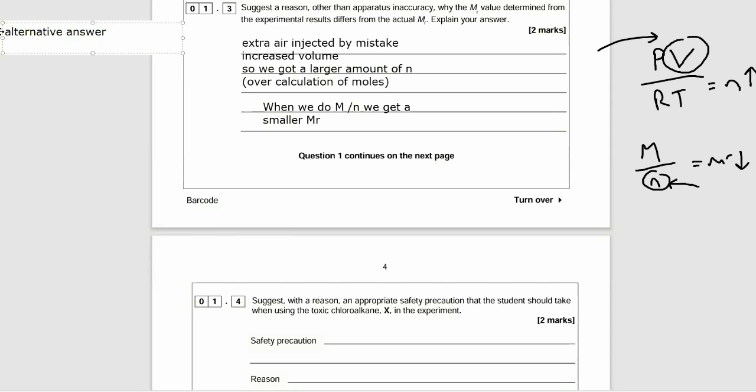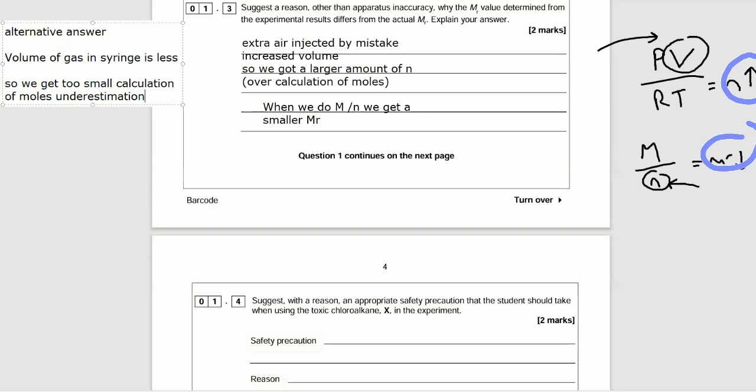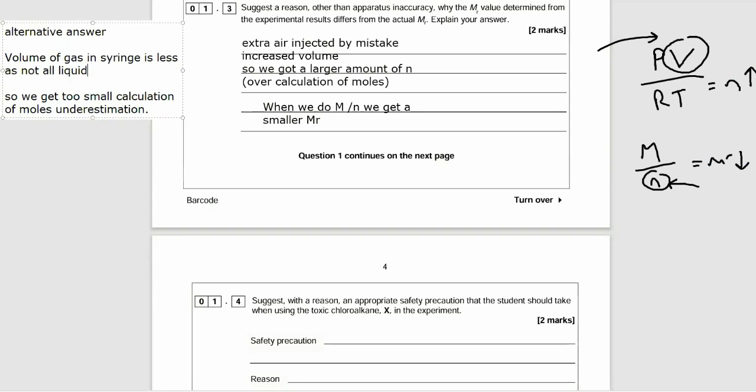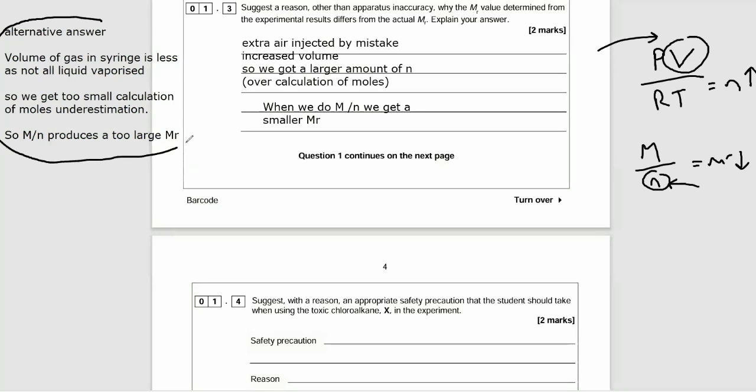It could be that you've got too much volume, which results in a larger amount of moles. And then as you can see there, I've drawn the arrow up and arrow down, and then you get a smaller MR. So that's one version. And then the other version is if we didn't inject enough in, we get a smaller volume. And with a smaller volume, we would get an underestimation of the moles and therefore an over calculation of the MR.